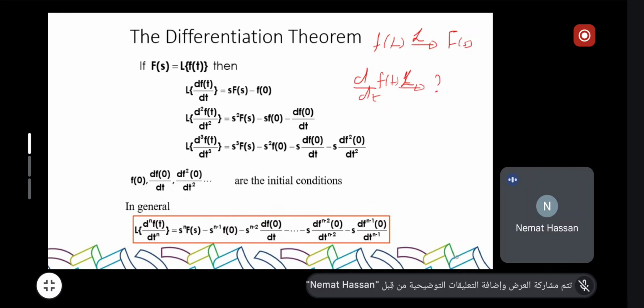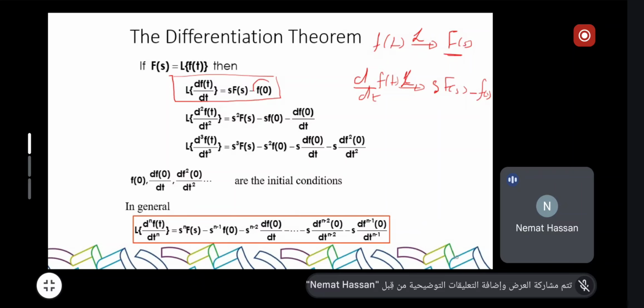In that case, we use the differentiation theorem, which is again a simplified formula. The first derivative is s f of s. So we'll just take this exact f of s and multiply it by s. So it becomes s f of s minus the initial condition. Now I'd like you to pay attention. If you notice, whenever I'm referring to the function in time domain, I'm using small letters, right? For f of t. And when I'm referring to the function in frequency domain, in Laplace domain, I'm using capital letters, right? So what we have here is f of s minus f of 0.